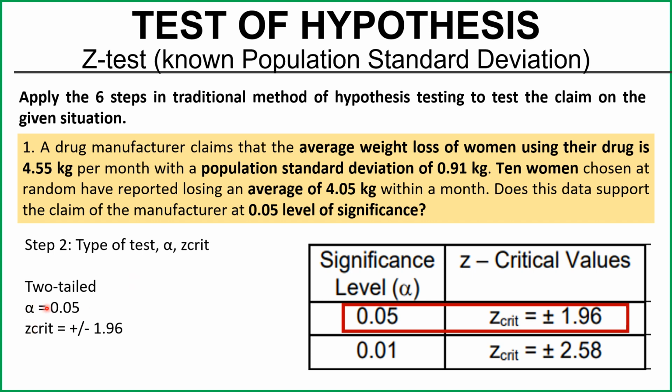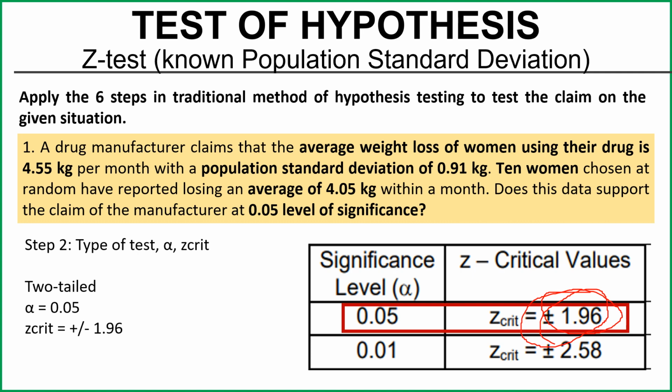And for our alpha or the significance level, syempre reflected naman dito sa problem, that is 0.05, which is also equivalent to 5%. Pero in decimal lagi tayo. And for our Z critical value, since it is two-tailed and the alpha is 0.05, two-tailed is positive negative, therefore our Z critical value is positive negative 1.96. So, ito yung Z critical value natin.